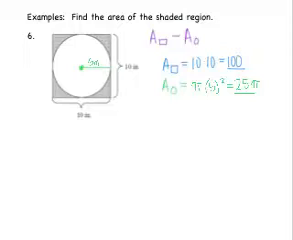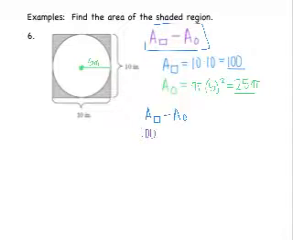So what is the area? I found the area of each shape. So what's the area of the shaded region? I'm going to go back to this right here, and I'm going to plug it in. So the area of the square minus the area of the circle. Well, I found the area of the square was 100 minus the area of the circle, which is 25 pi. And so I'm literally just going to type that into my calculator.